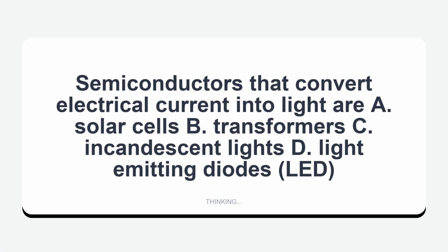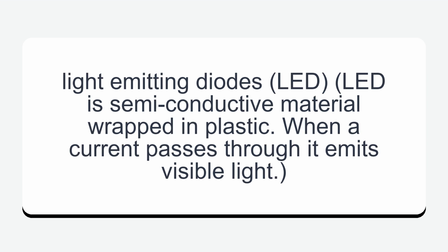Semiconductors that convert electrical current into light are A. Solar cells. B. Transformers. C. Incandescent lights. D. Light-emitting diodes. LED. LED is semiconductive material wrapped in plastic. When a current passes through it, it emits visible light.